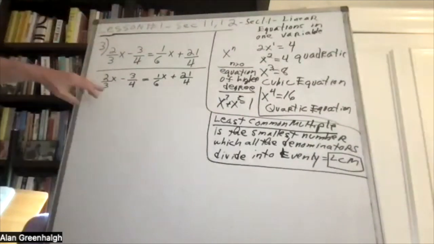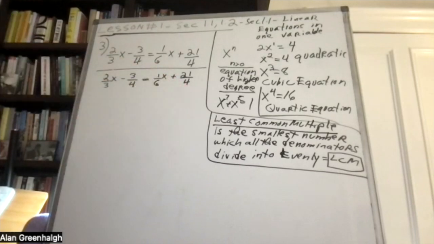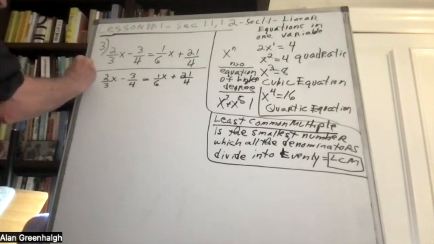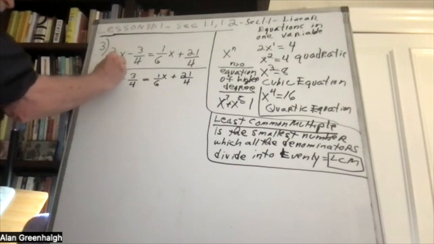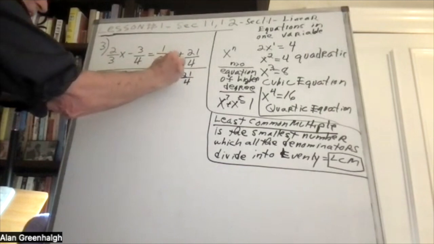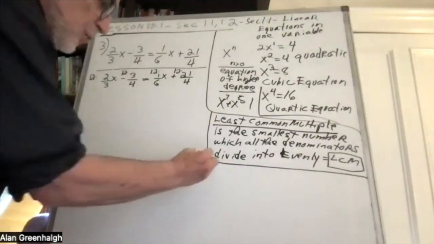So we want to find a number which 3 goes into, 4 goes into, 6 goes into, and 4 goes into. And it could be anything. It could be 24, it could be 48, but you're trying to make it small enough so that it doesn't become ridiculously large. And it comes out to be 12. Now, if you don't know how to do that, if you're saying, well, where did he get 12 from? This is where I got the 12 from.